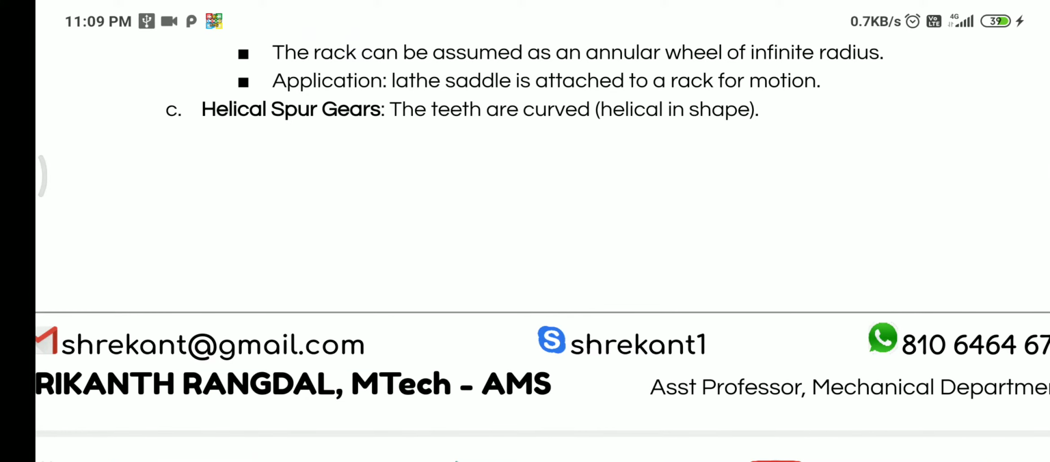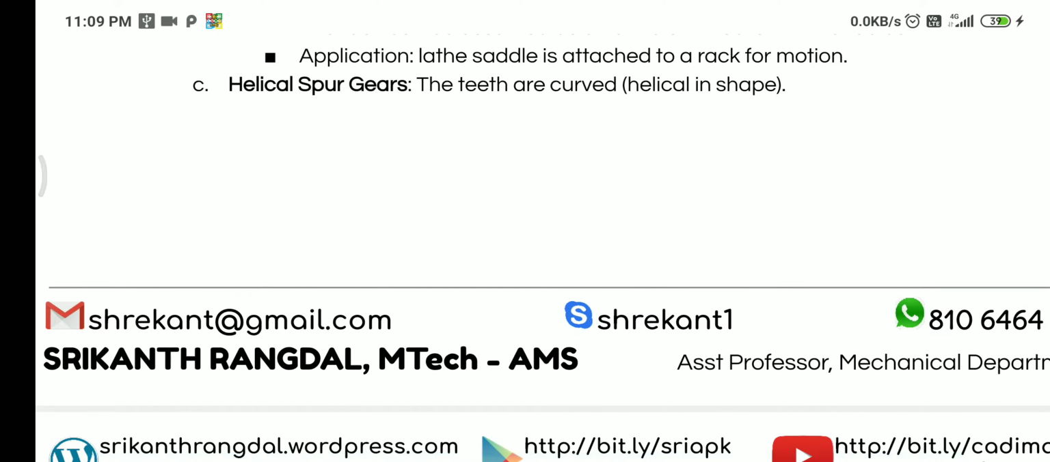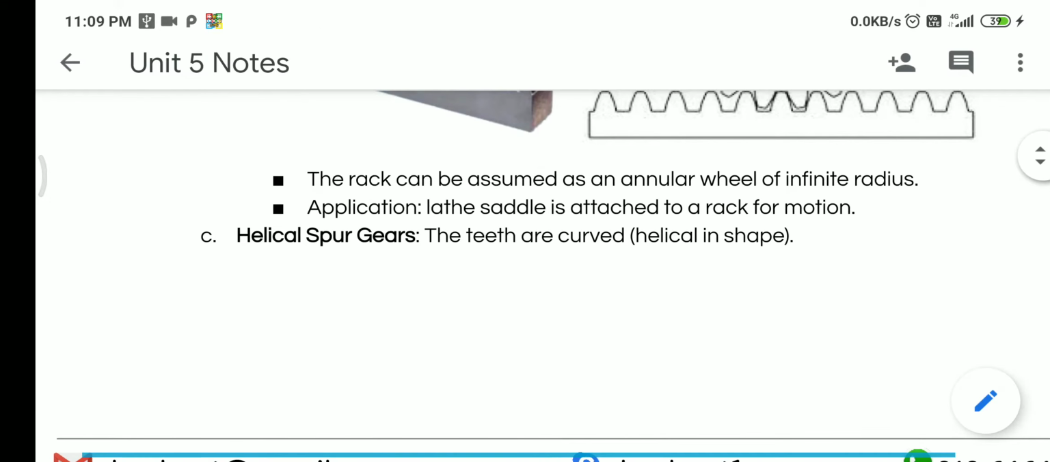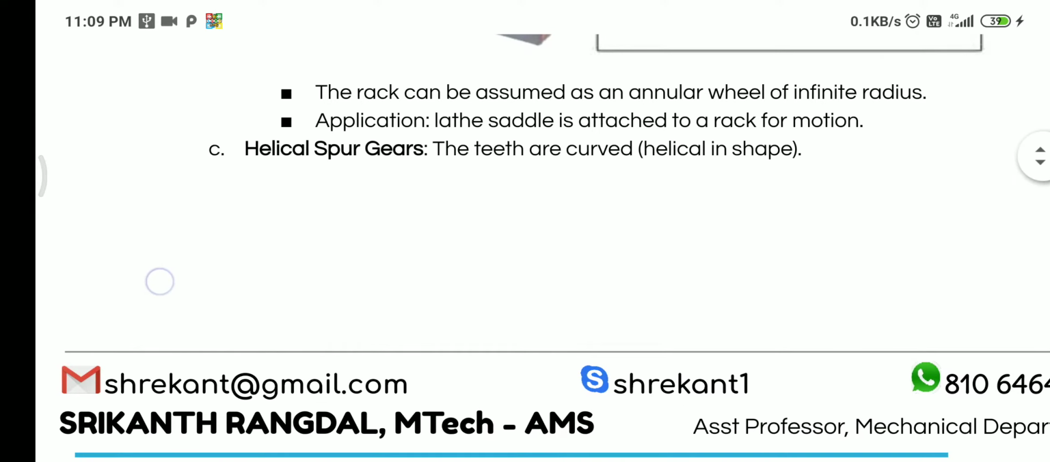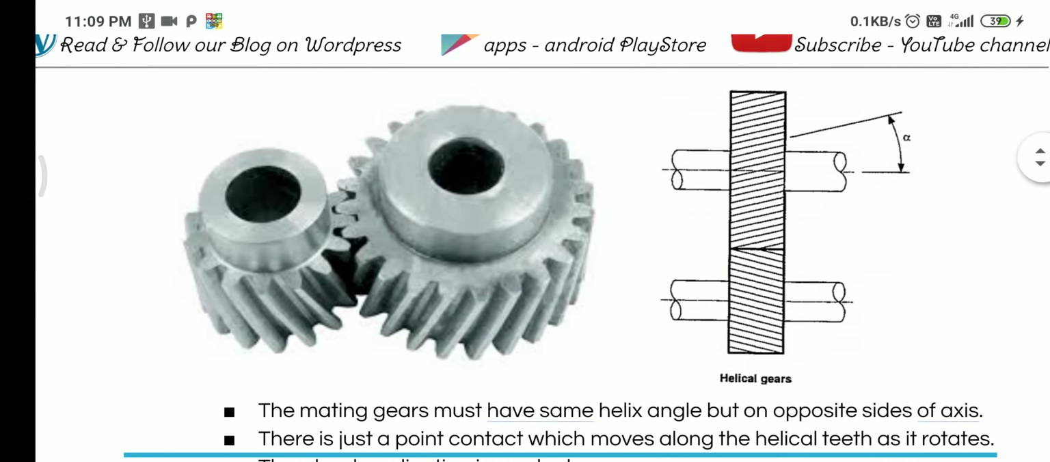Then we have something called helical spur gears. You can just call them helical gears as well. Here the teeth are slightly curved. In case of spur gears, we had seen that the teeth profile was extruded parallel to the shaft, whereas here there is going to be a small angle with the shaft.